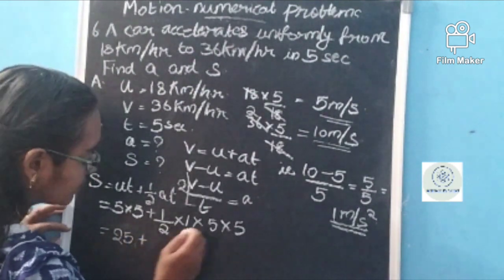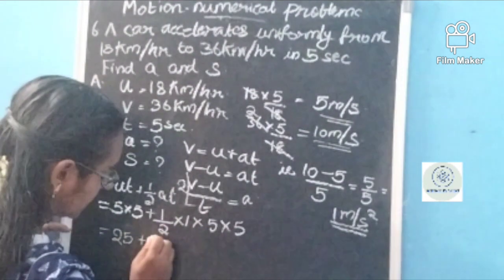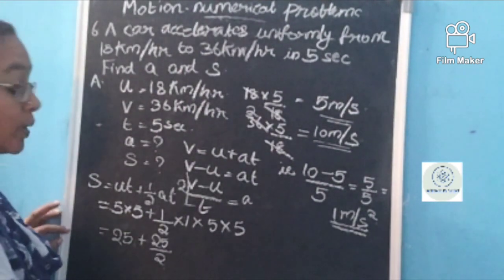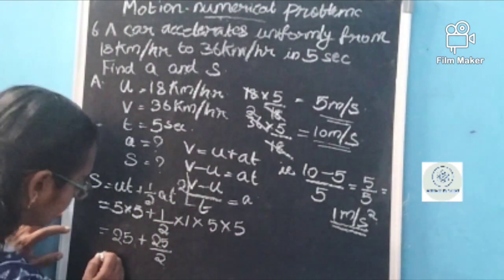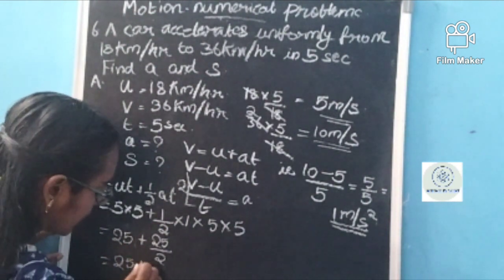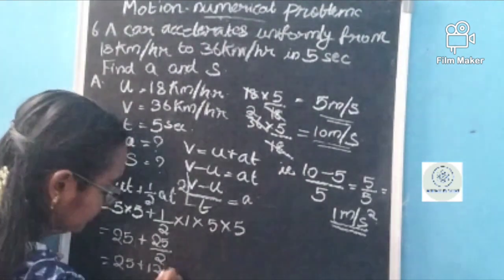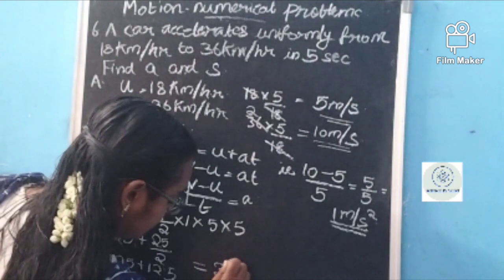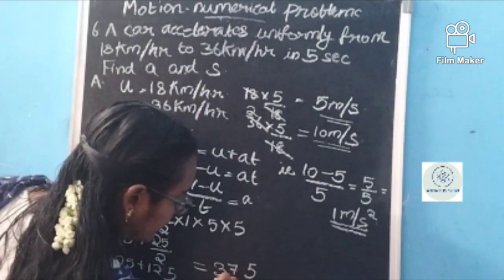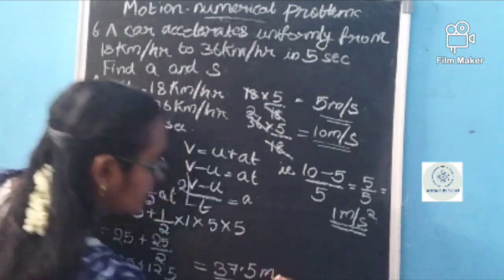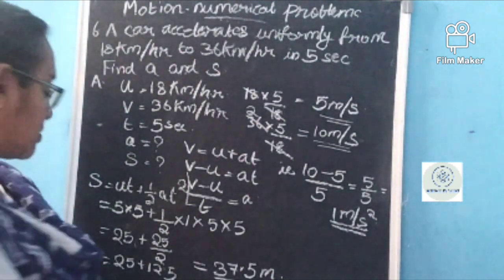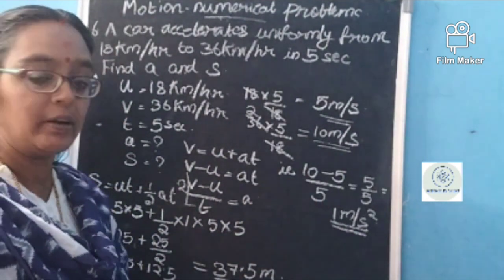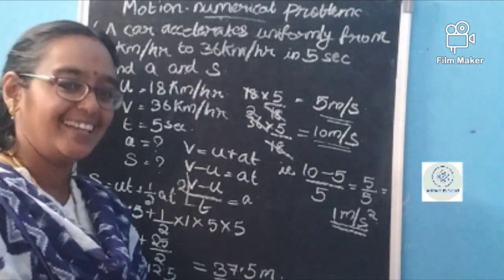25 plus 25 by 2, isn't it? What is 25 by 2? 25 by 2 is 12.5. That is 25 plus 12.5 is equal to what? 37.5, right? 37.5 meter is the distance traveled. We found acceleration as well as distance traveled by the car in that time, isn't it? That's easy.